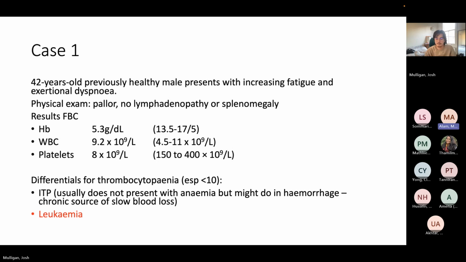Would you do a blood film to help you identify the different types of leukemia? That's a very good shout. Iron studies. Yep. So you've got thrombocytopenia. On similar lines, is there anything else you might want to test?